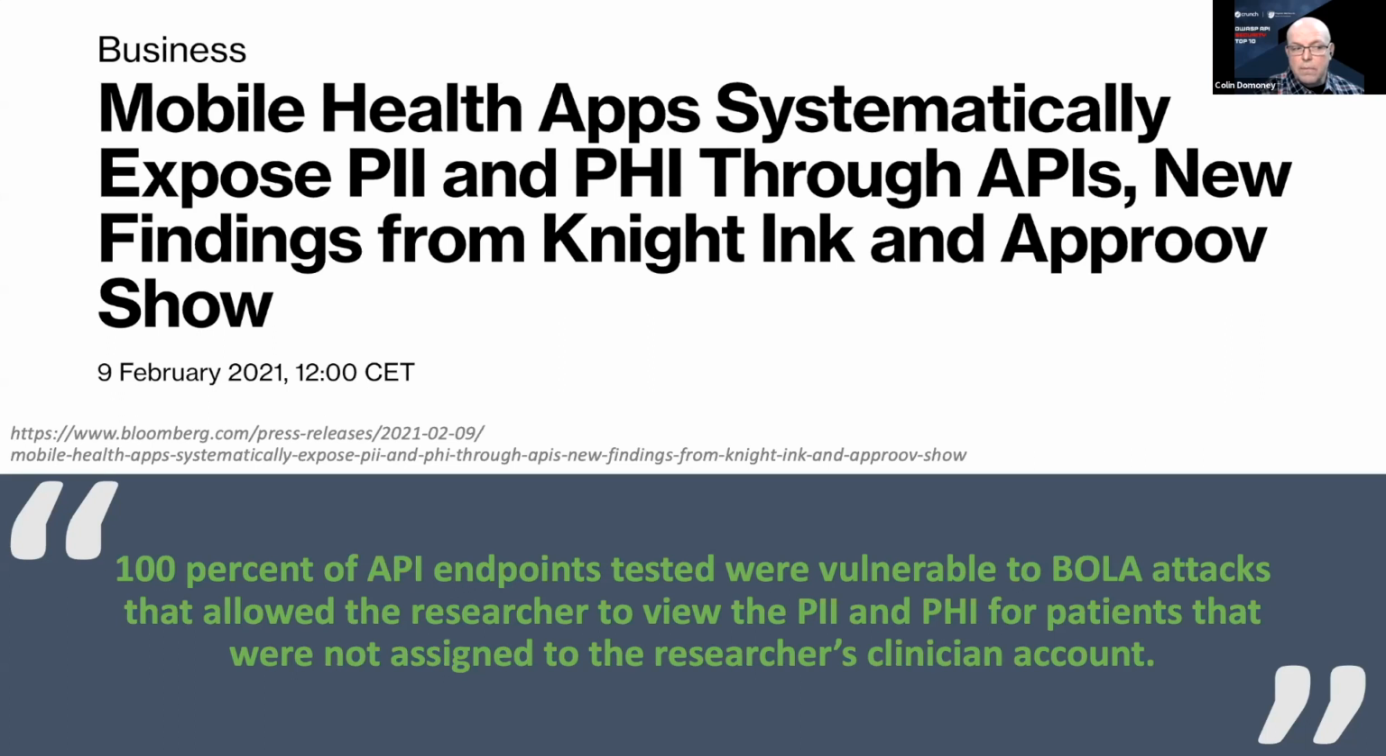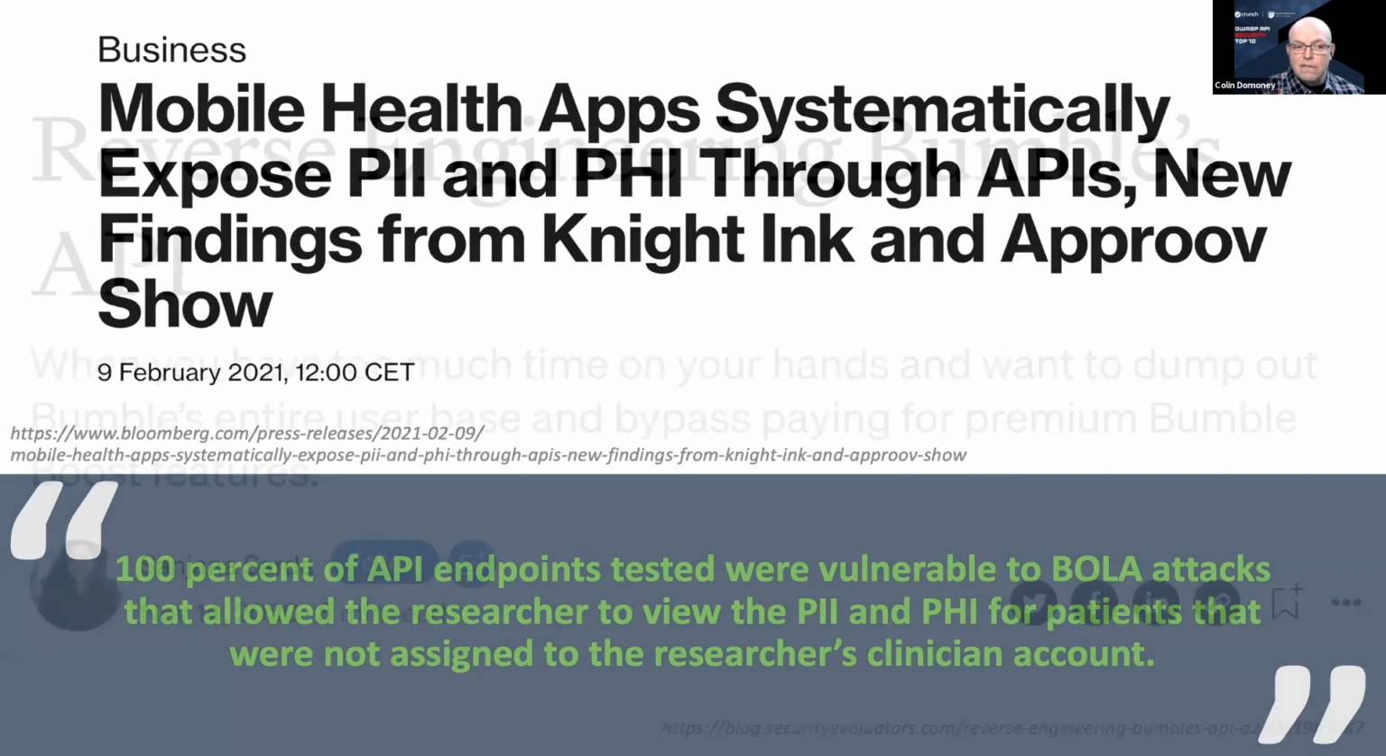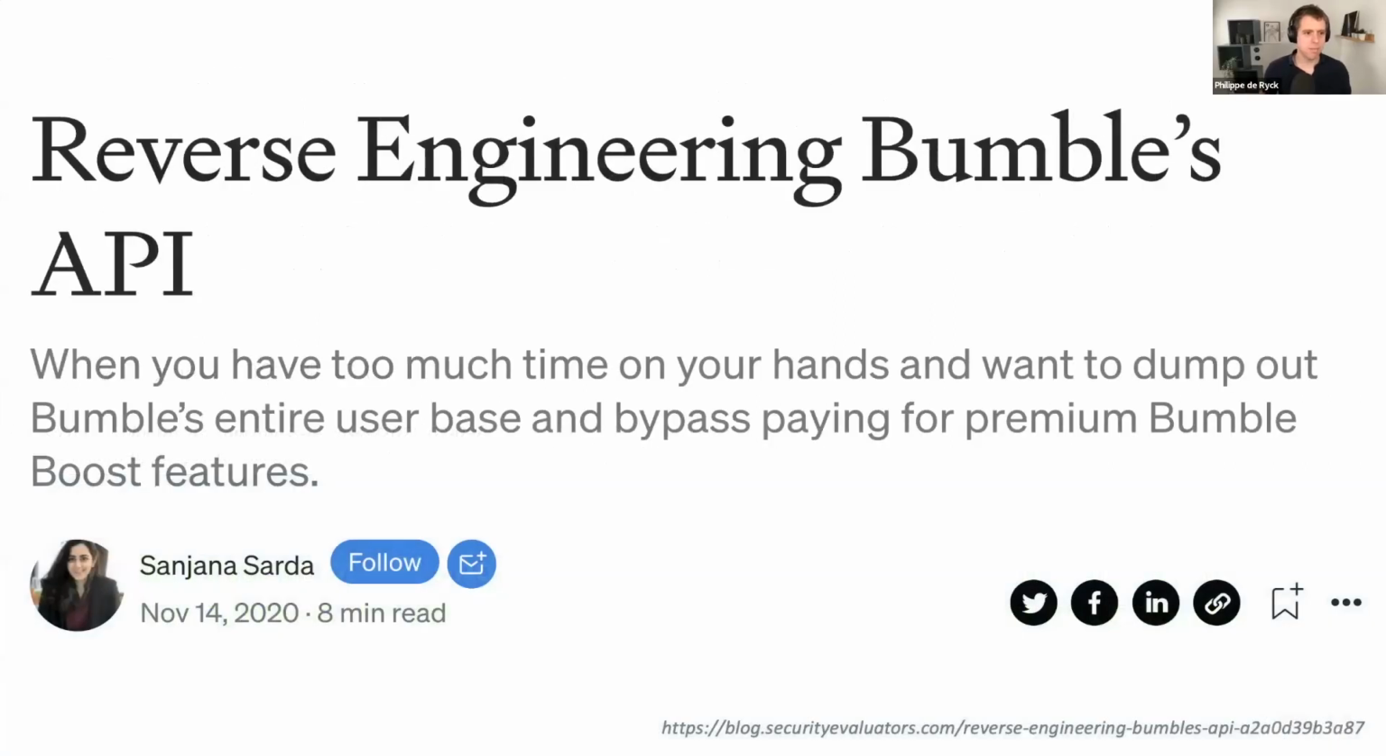I think you've got the Bumble example next. And I think that was a typical case of where... Yeah, these are common. Absolutely. You've been looking at my slides, Colin.